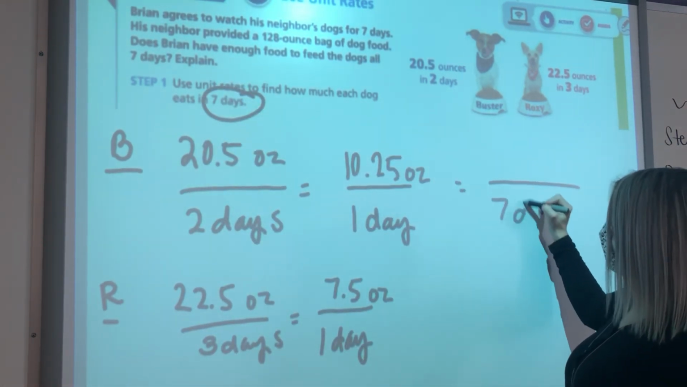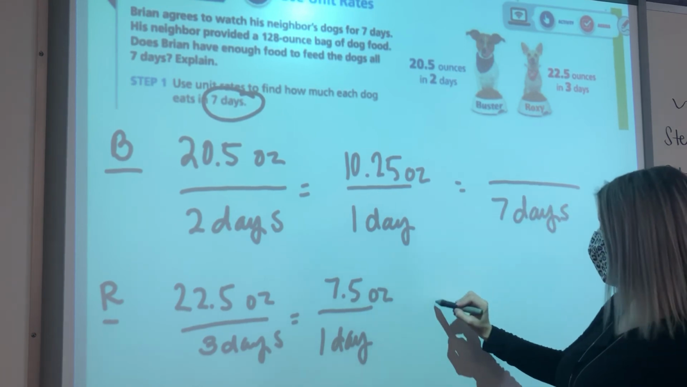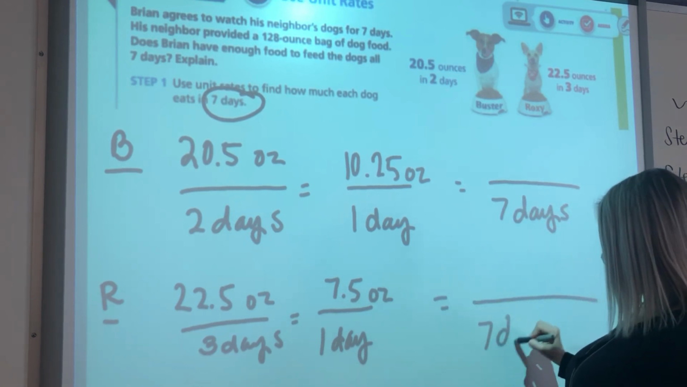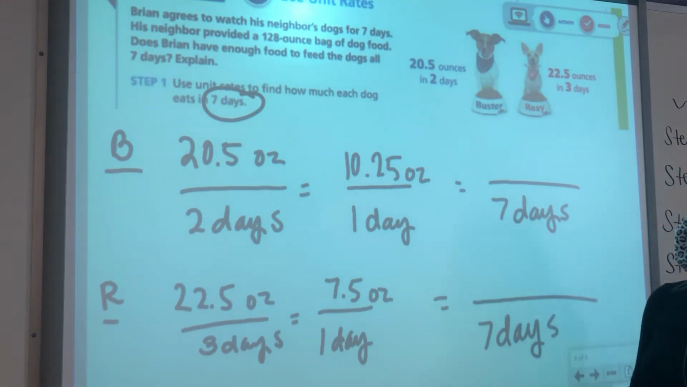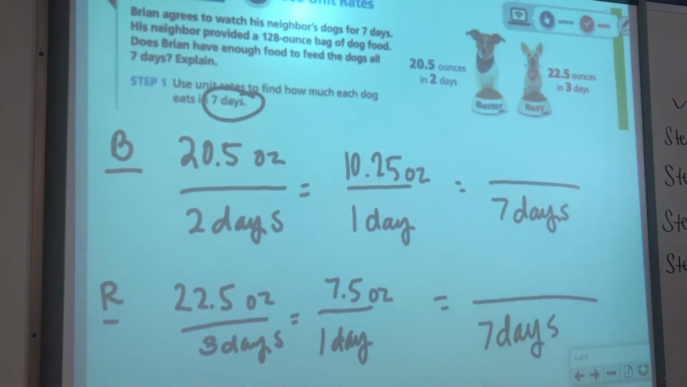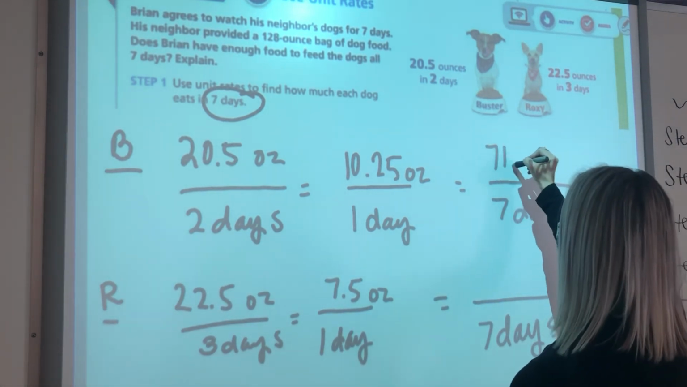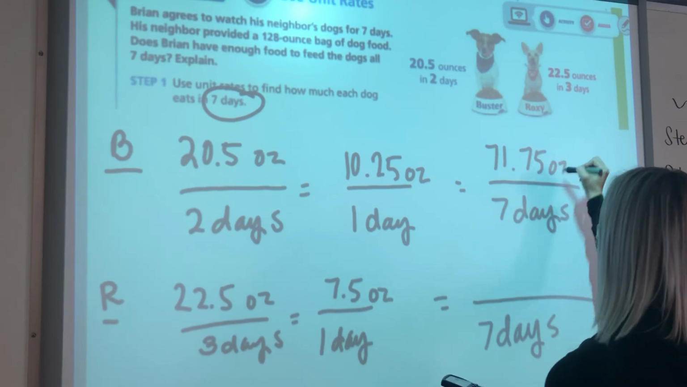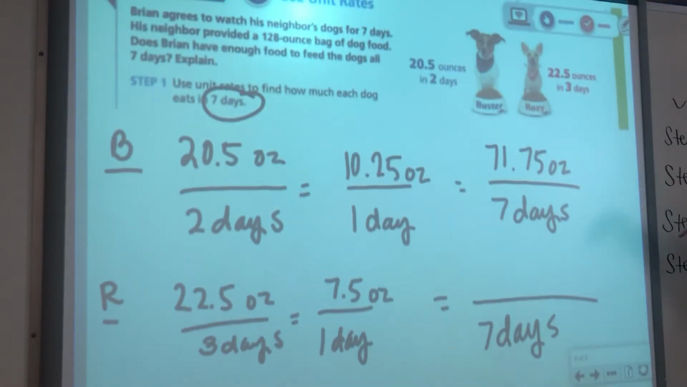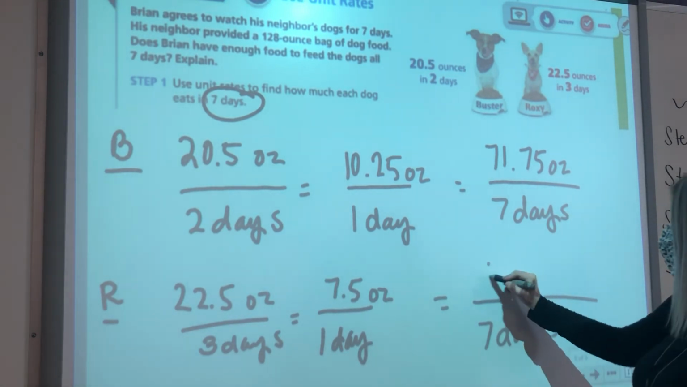So if we do 10.25, how do I get from 1 to 7? Multiply by 7. Very good. Okay, so 10 and 25/100 times 7. Okay, so 71 and 75/100 ounces in 7 days for Buster. And then Roxy, 52.5. Very good.